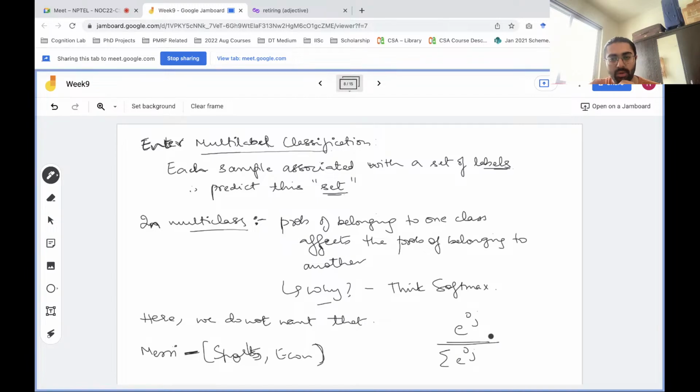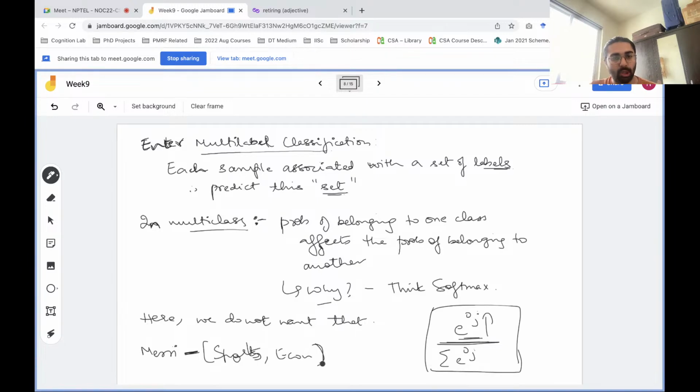So what ends up happening is, let's say for some class, if this value is very high, it ensures that the different class will have a lower value, right? By taking this sort of approach. So here we don't want that though, right?